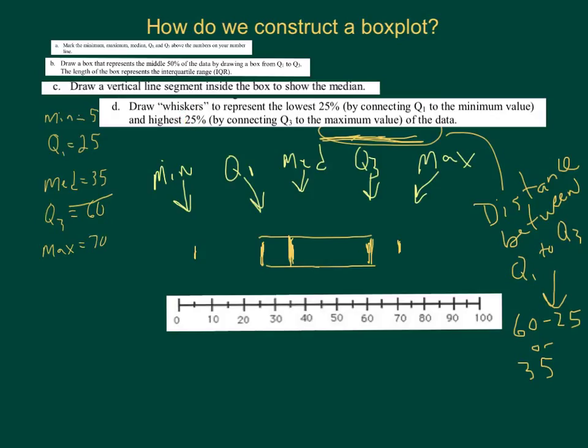Next, we're going to draw the whiskers to represent the lowest 25% by connecting Q1 to the minimum value. So here's my Q1 going all the way down to my minimum value. And then the highest 25% by connecting Q3 to the maximum value. So I go from Q3 to the maximum, and there you have it, voila, right? Our box plot, or box and whisker plot.